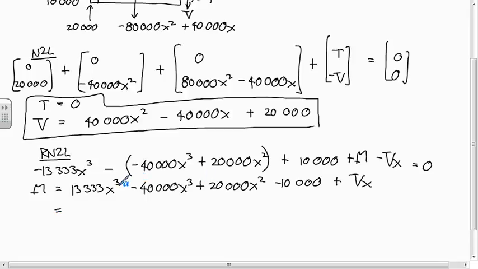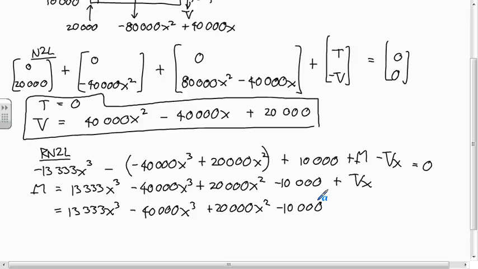And so that is minus 26,667 x to the third. Oh, are they? Thank you. Okay, so positive 13,333 x to the third minus 40,000 x to the third plus 20,000 x squared minus 10,000, and now plus 40,000 x to the third minus 40,000 x squared plus 20,000 x.